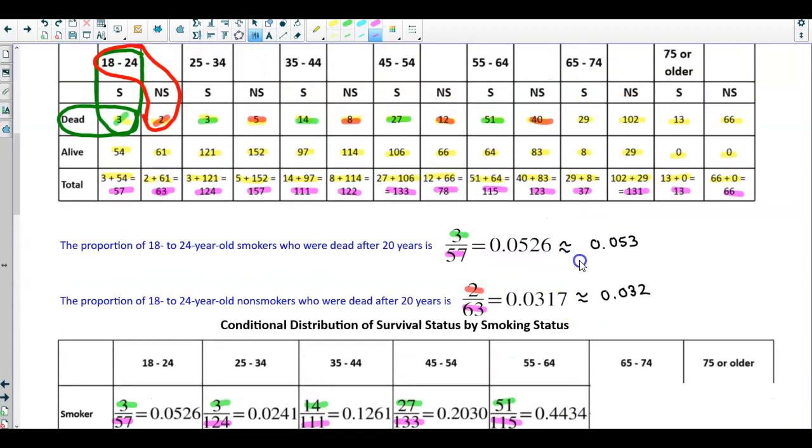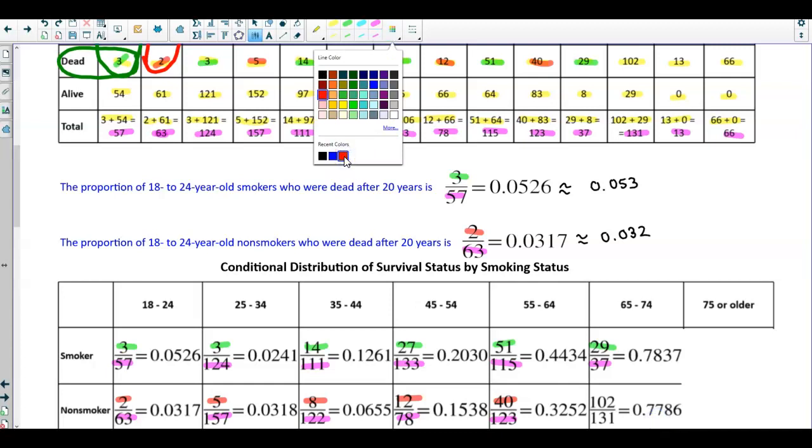Okay, next we'll look at the next age group, which is 65 to 74. So the number of smokers in that age group who are dead is 29. We're dividing it by the total in that column, which is 37, which gives us 0.7837.